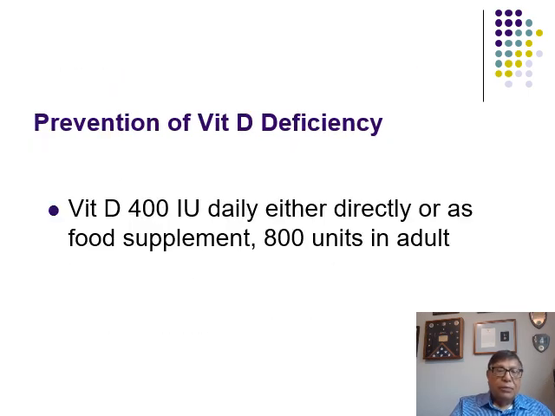Prevention of vitamin D deficiency. Now, different people are doing it different ways. Some people now give 800 units daily, and 400 in children. I still keep the time-honored 400 units for children and 800 units for the adult, but your attending or other endocrinologist may have a different approach, so I'm not going to argue much there. But this is some guideline.